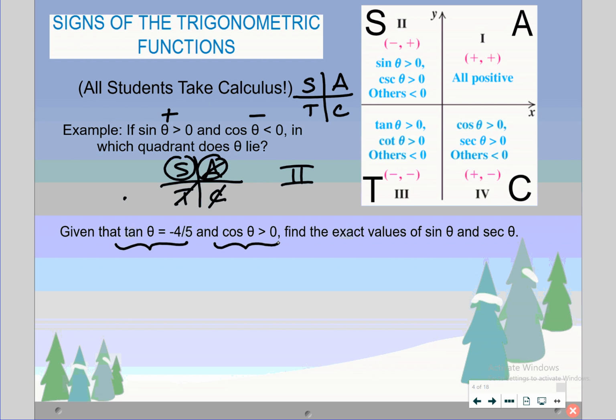I would first start with, because it doesn't give me a point like the last problem, and it doesn't tell me a quadrant, that's your first task. What quadrant is this triangle going to be in? Okay, so tangent we know is a negative number, and cosine we know is a positive number.